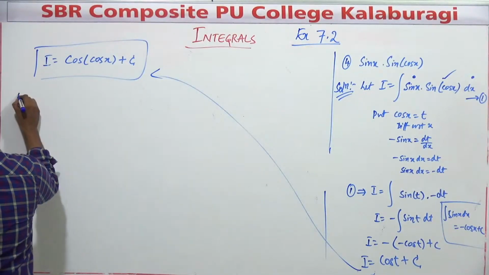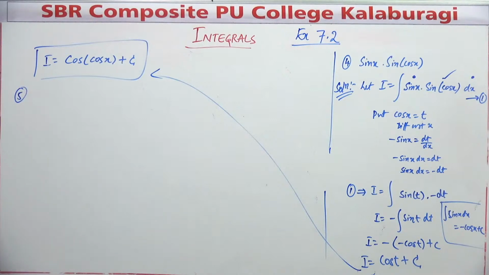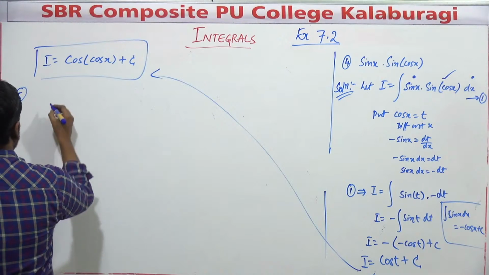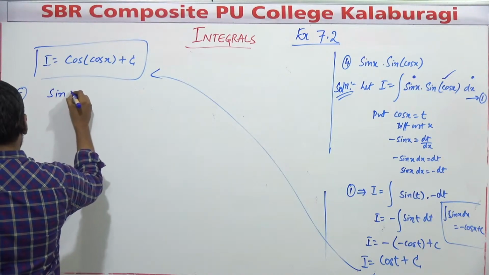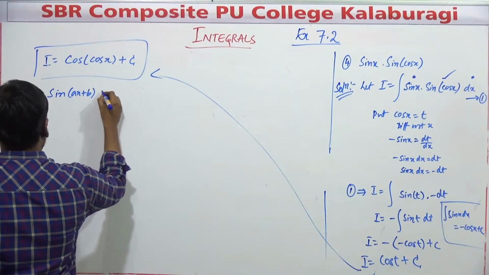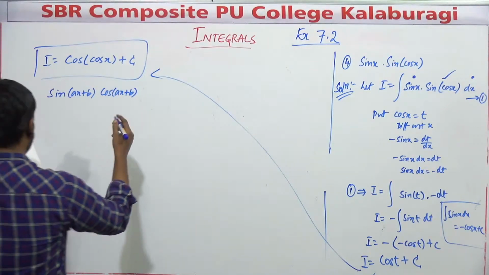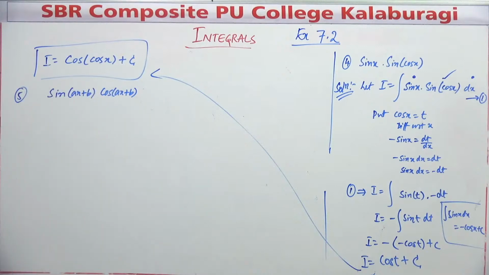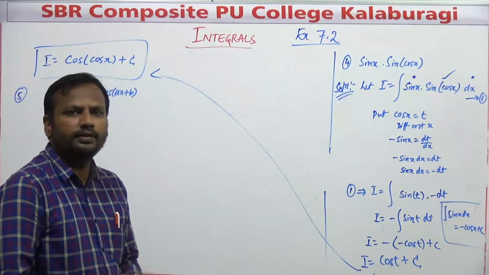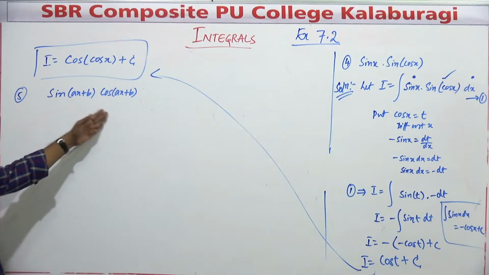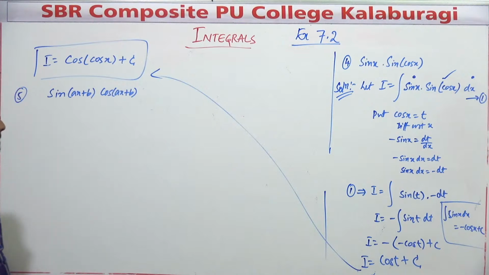Okay. Now let me go with the fifth problem. Integrate sin of ax plus b into cos of ax plus b.